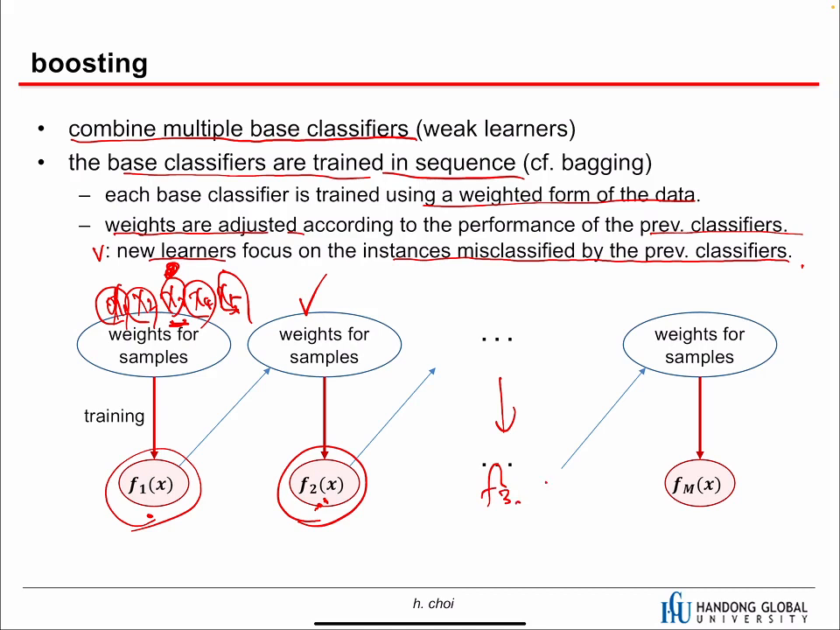And then we train the next model and the next model and the next model. So finally we have f sub m. This f sub m depends on the previous classifiers, and this one depends on the previous classifiers. So when we train the models, all these models are in a sequence. There is an order.